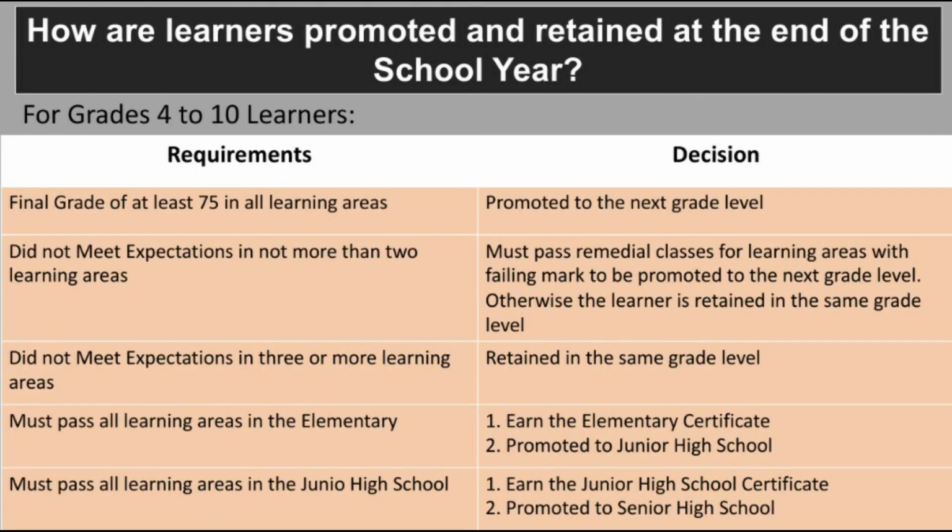For grades 4 to 10 learners, the requirements are: first, the learners should have a final grade of at least 75 in all learning areas. The decision is they may be promoted to the next grade level. The second one is if the learners did not meet expectations in not more than 2 learning areas, the decision is the learners must pass all the remedial classes for learning areas with failing marks to be promoted to the next grade level. Otherwise, the learner is retained in the same grade level.